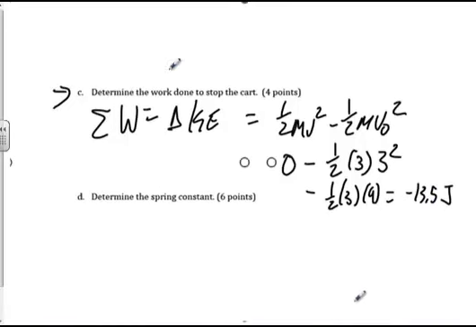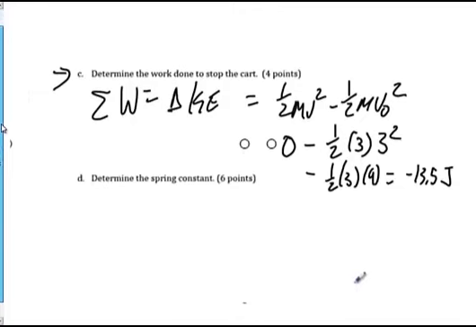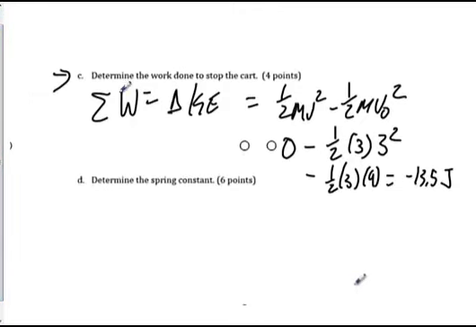From there, we're supposed to go ahead and determine the spring constant. Now, this is the part where you have to think about work and energy. The cart had negative work done on it because it was stopped by the spring. Now, if you think about what that means, the cart lost energy. The cart lost 13.5 joules of energy. It lost that energy to the spring. So actually, the spring gained energy. So the spring has 13.5 joules of energy.